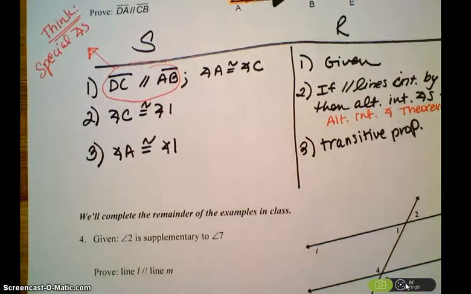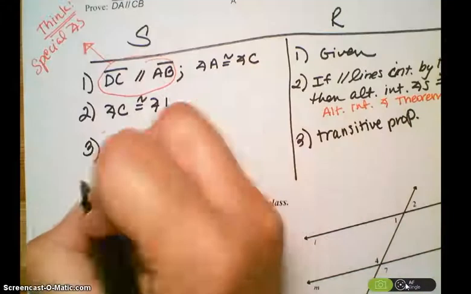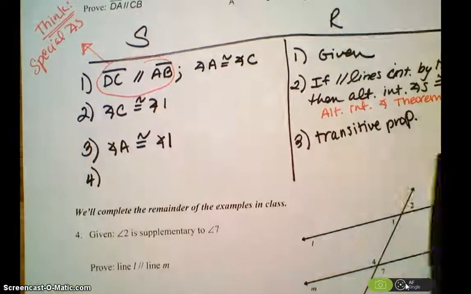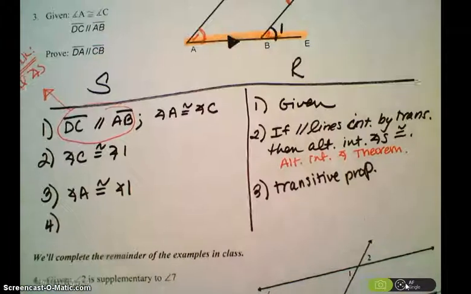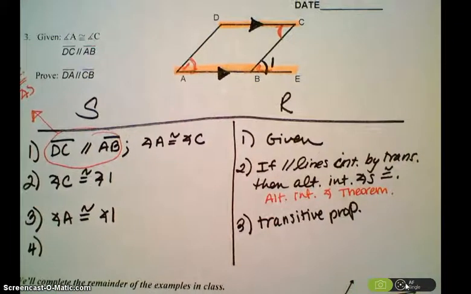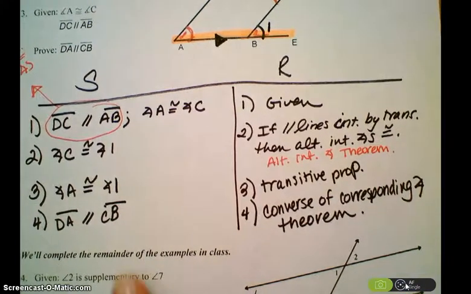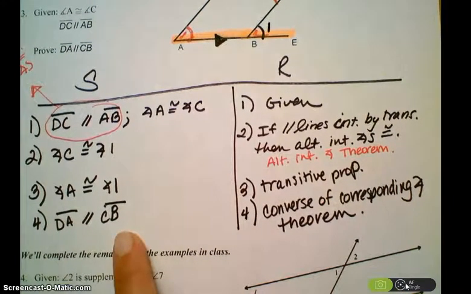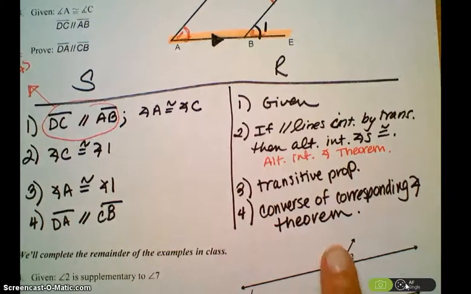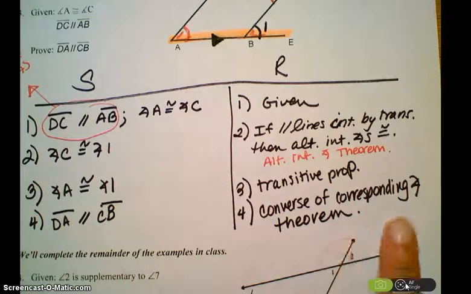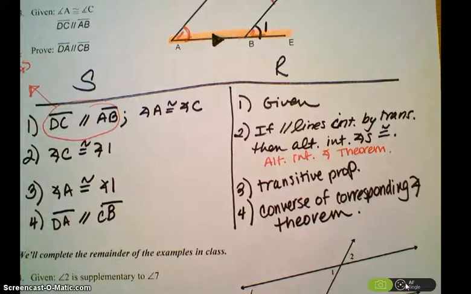At which point, if angle A is congruent to angle 1, I have enough to finish this proof. So see if you can come up with the reason based upon looking at your picture. Okay, so again, we're done with our proof. Segment DA must be parallel to segment CB, and our reason is converse of corresponding angles theorem.